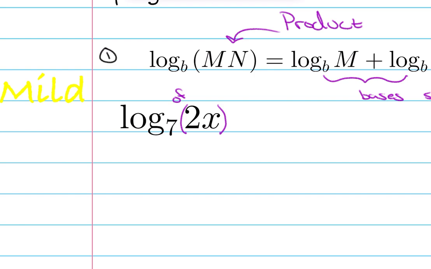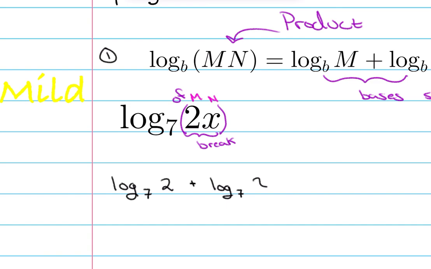So this is log base 7 of 2x. I said base 7, so that's going to be the base of every one of my logarithms. I am going to break apart the 2x. So it is going to be the log base 7 of 2 plus, here's the first part, this would be my m if you wanted to follow along with the pattern, and this would be my n. Log base 7 of 2 plus the log base 7, bases stay the same, of your n, which is x.